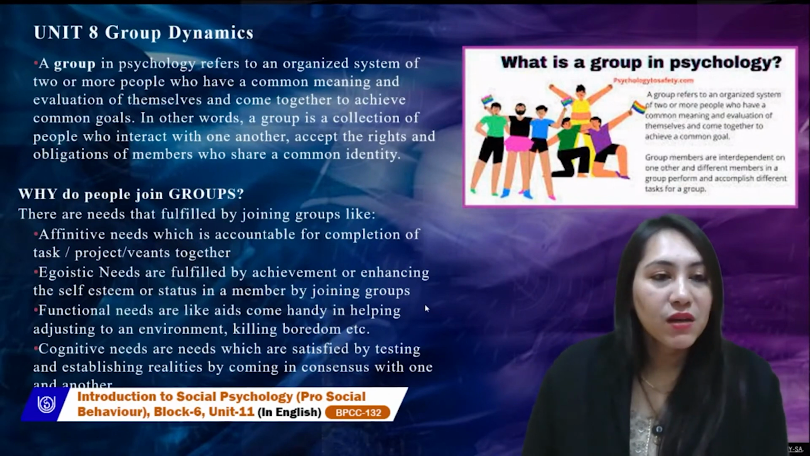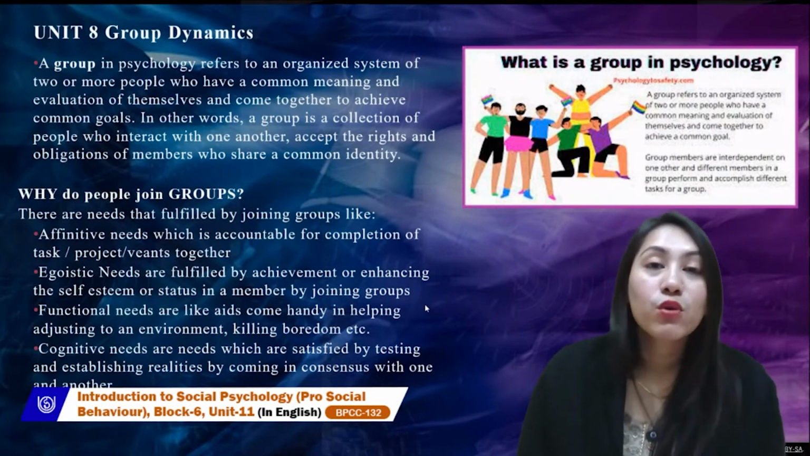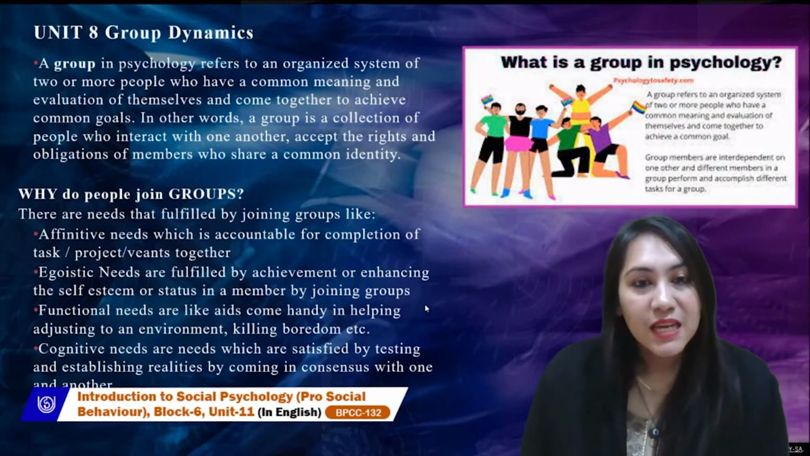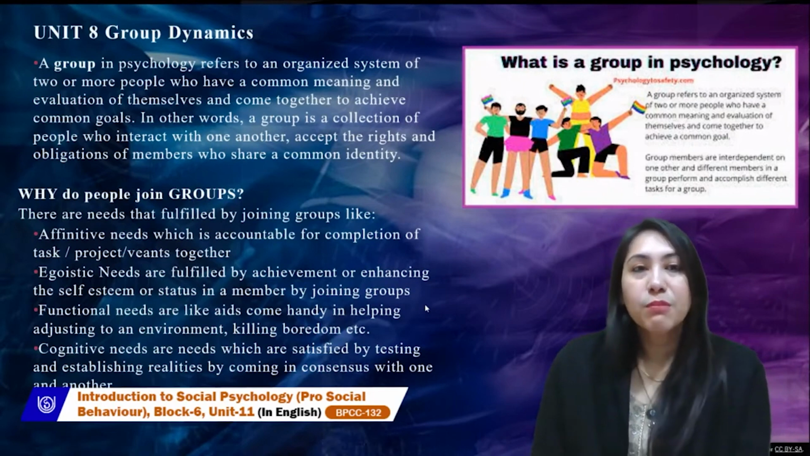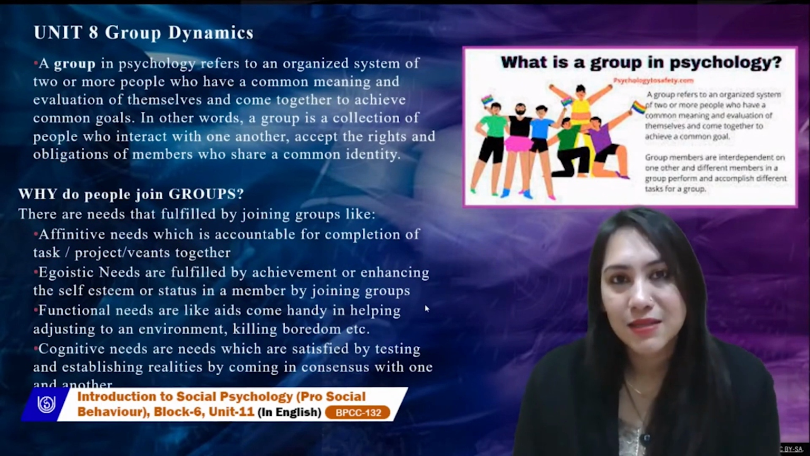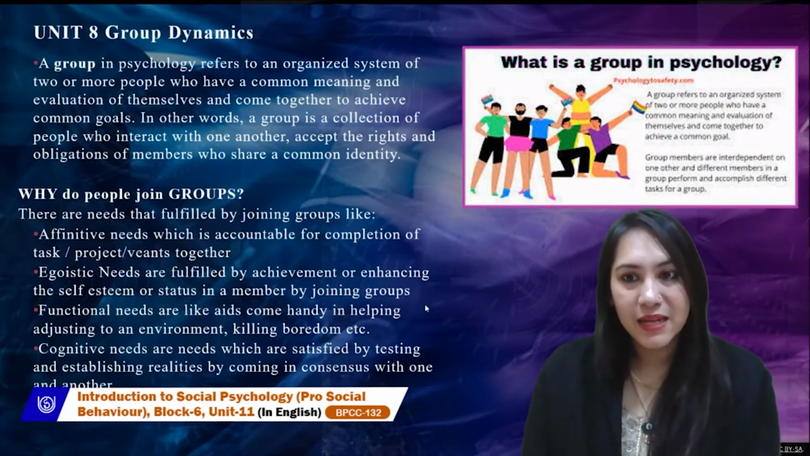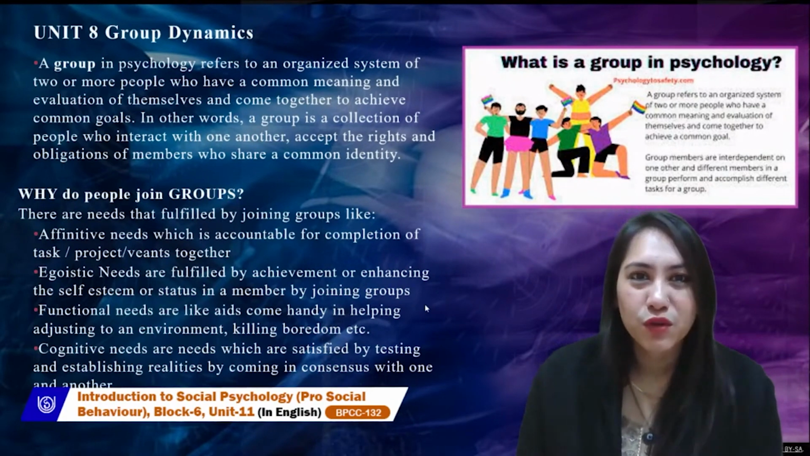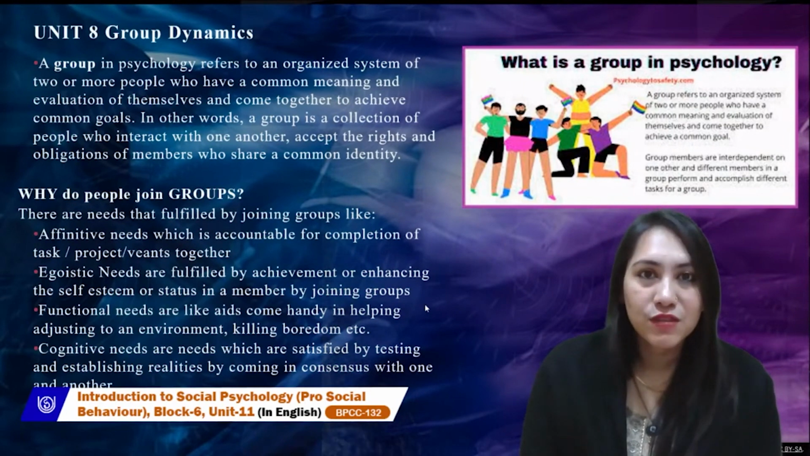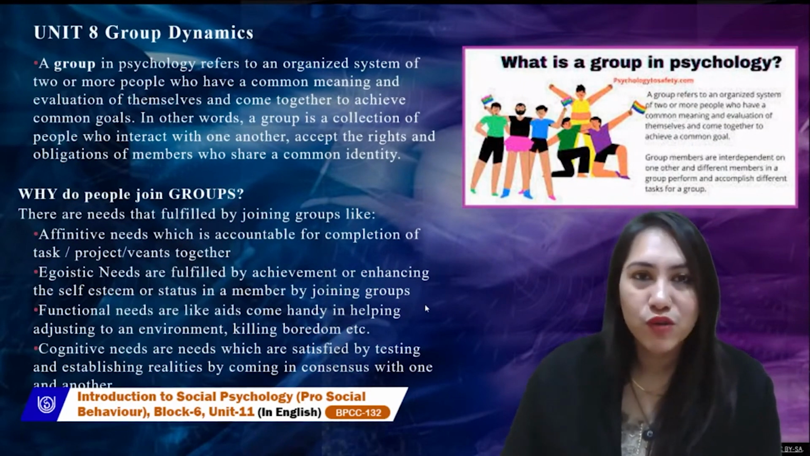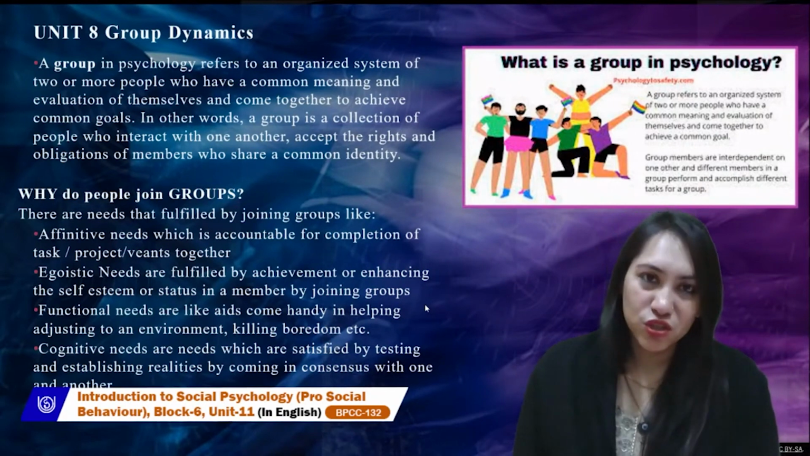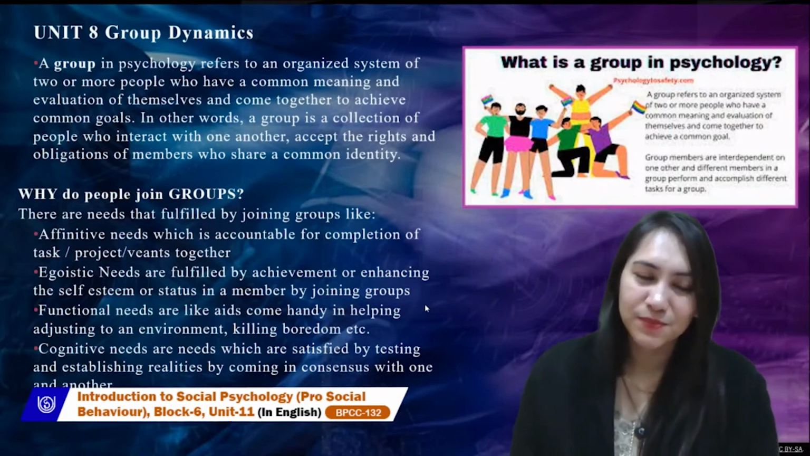Now, why do we want to join groups? There are four needs that we want to complete to join groups. First is affinitive needs, which is accountable for completion of a task or project. So there are times that you get into groups to complete a task, to do an activity, and probably you want to do a project of your subject and you create a group for that. So that's an affinitive need. You want to complete something, you all have common motives, and you do that project together and have a name of completion, and you get grades for it.